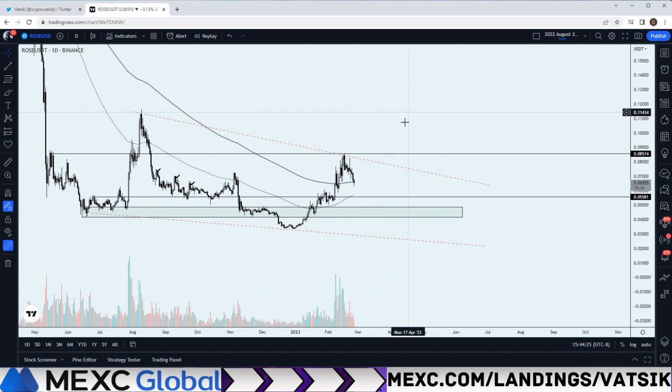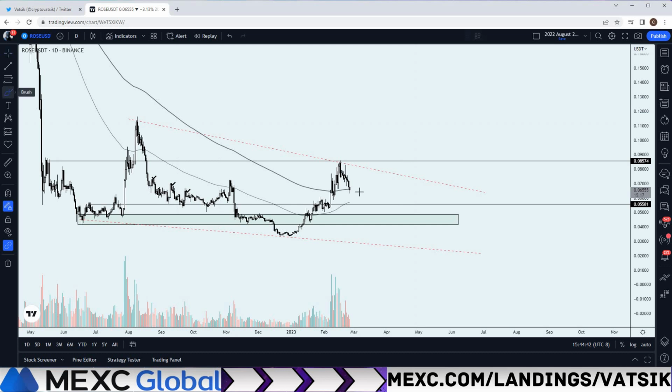Now, typically descending wedges can break to the upside, especially in bull markets, but we're in a bear market and I think we're forming some sort of bottom soon here. So it could take lots of time to play out within this wedge. I think it would be pretty bullish for a push higher if we're able to hold this 5.5 cent level.